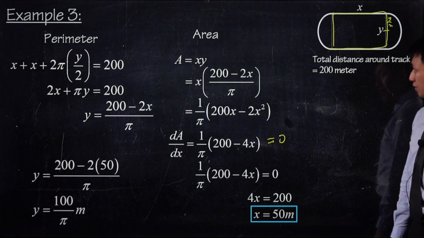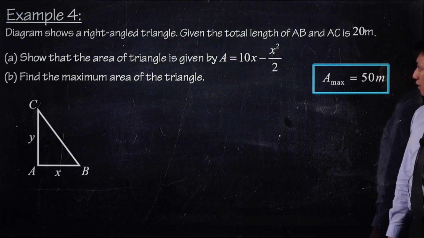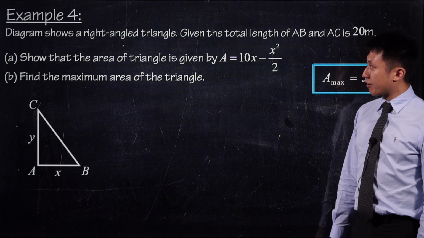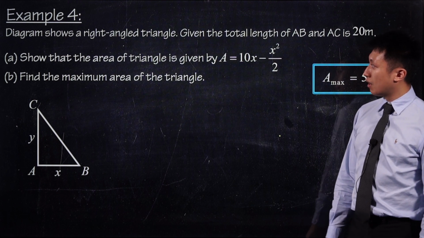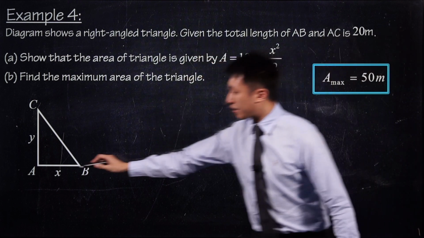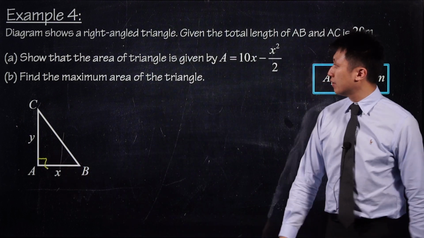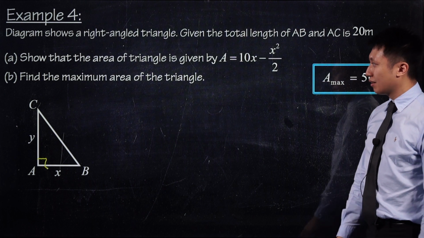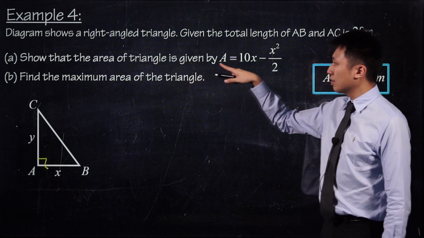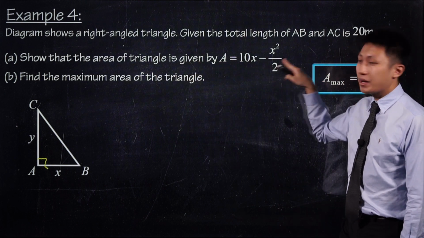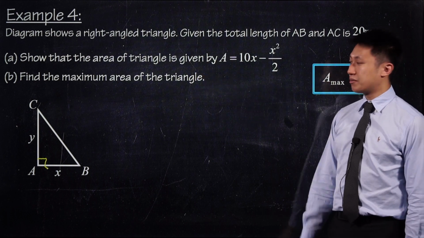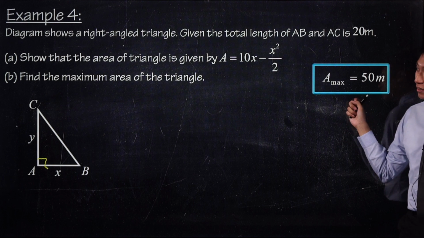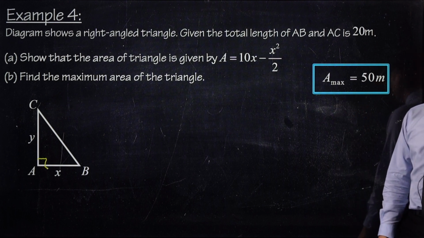All right, any problem here? Okay, let's move on to the next one. This diagram shows a right angle triangle, which means this one is 90 degree. Given that the total length of AB and AC is 20, show that the area of the triangle is given by A is equal to 10x minus x squared over 2. Then find the maximum area of the triangle. This one will be the answer for B, A max.